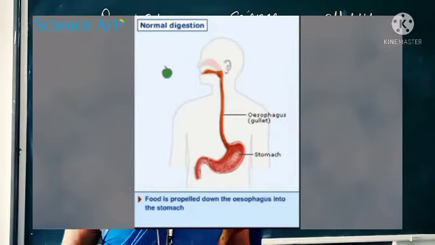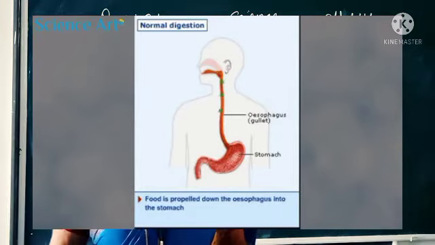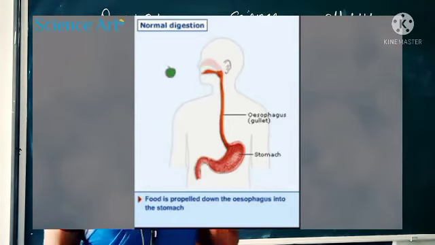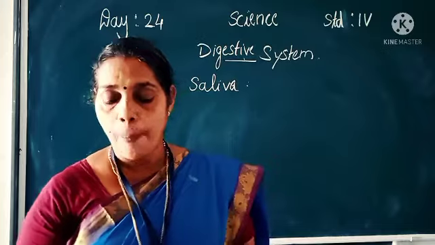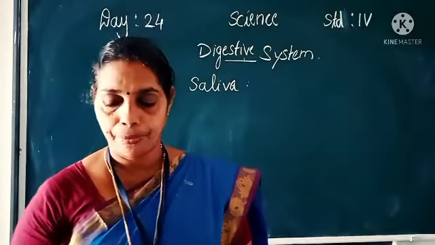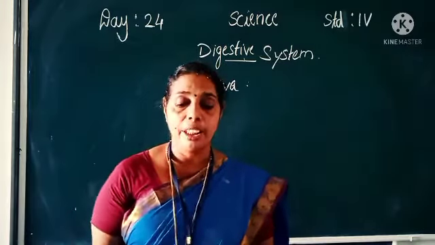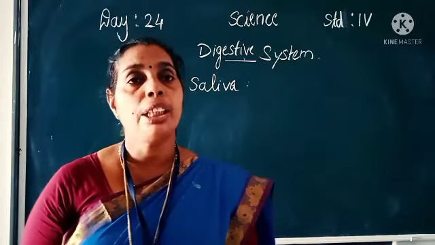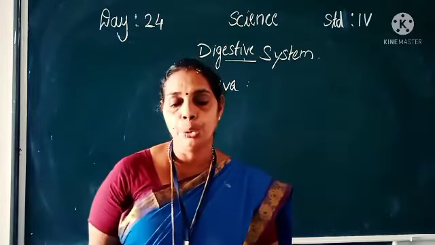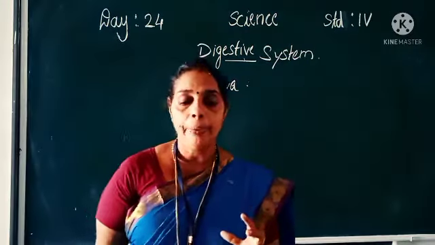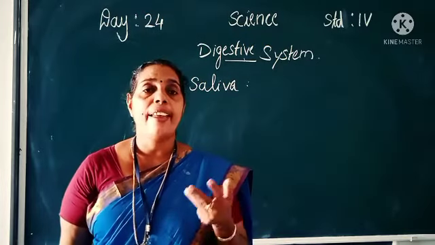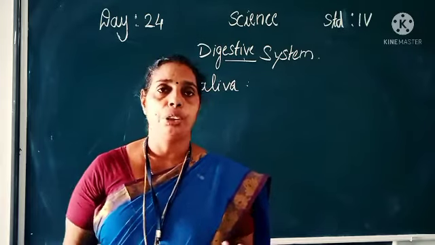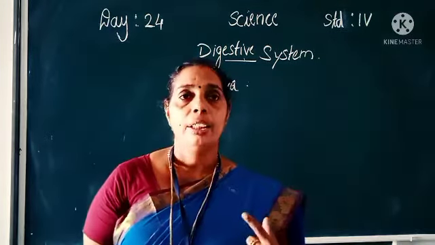The food we swallow, which part does it pass through? Food pipe. It passes through the food pipe to the stomach. That's the second step. Third one, the stomach produces a juice, and the liver and pancreas also produce their juice and add this juice to the food. That's the third step.